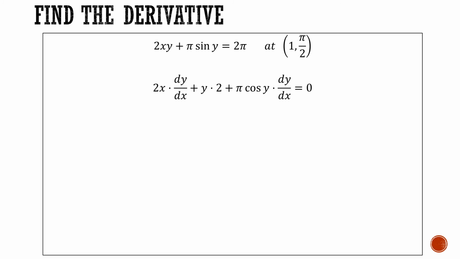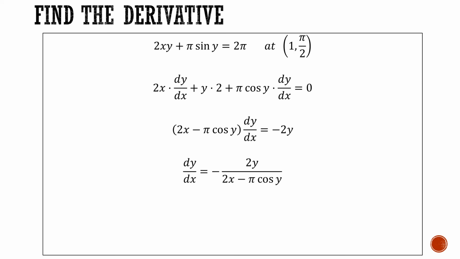Again, I'm going to try to isolate the dy/dx, so everything that doesn't have dy/dx is going to be moved to the right-hand side of the equation, and then everything that does have the dy/dx, I'm going to leave on the left side, but I'm going to factor out that dy/dx. Finally, dividing out by the 2x minus pi cosine y, I get dy/dx equals negative 2y over 2x minus pi cosine y. Now, they asked us to evaluate it at 1, pi over 2.